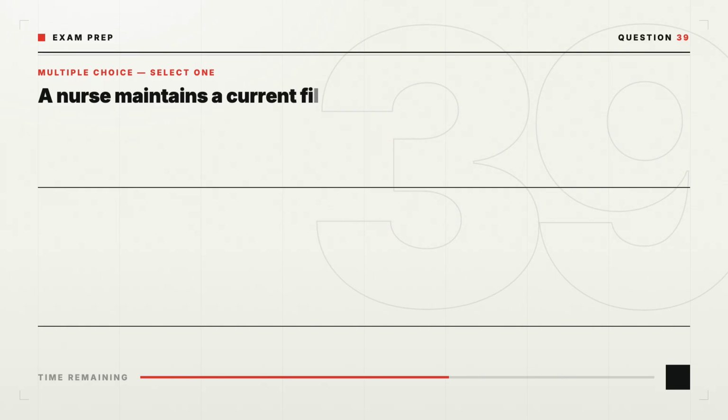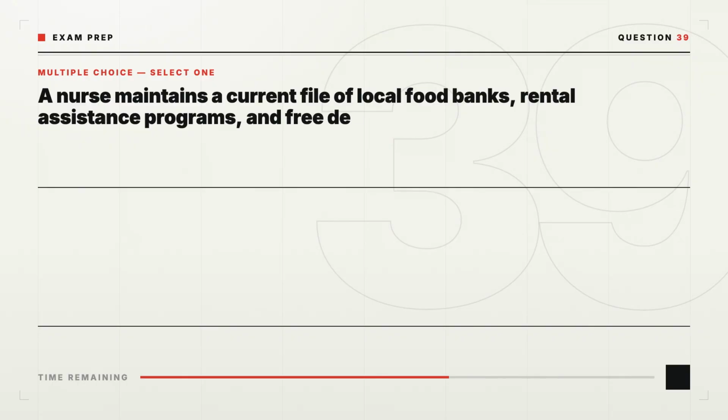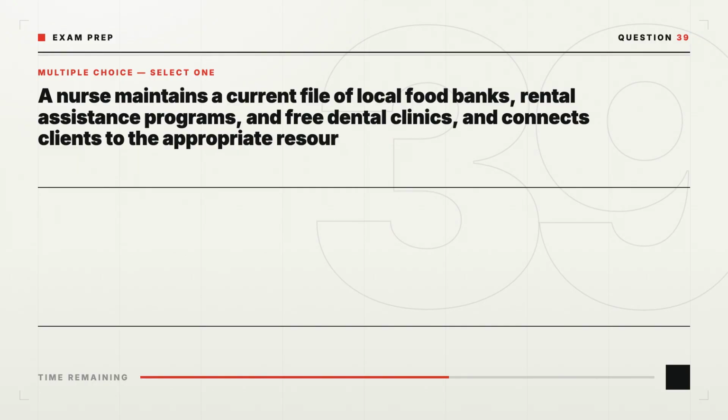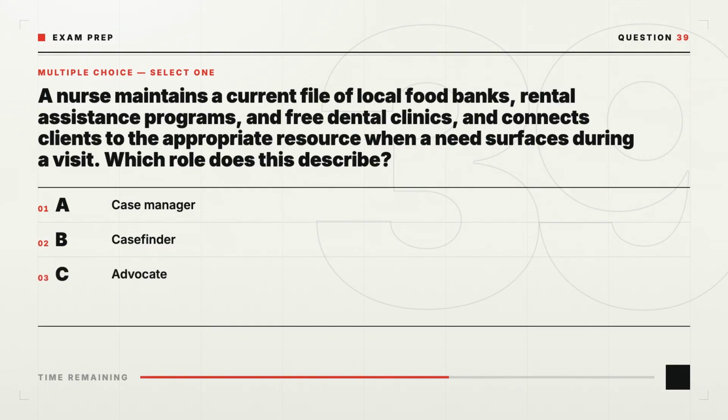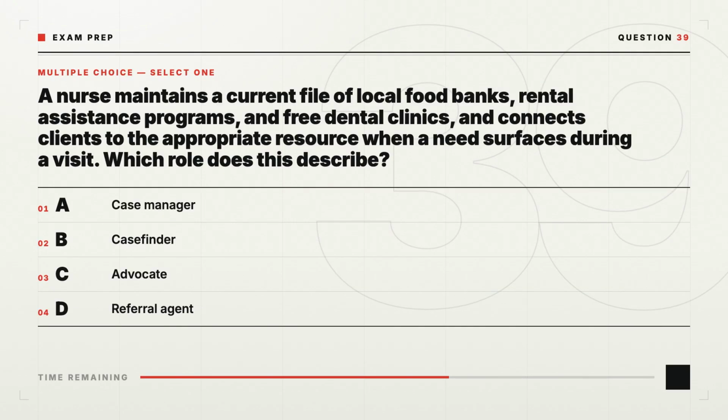Question 39. A nurse maintains a current file of local food banks, rental assistance programs, and free dental clinics, and connects clients to the appropriate resource when a need surfaces during a visit. Which role does this describe? Your options are A. Case manager, B. Case finder, C. Advocate, D. Referral agent. Don't overthink it. Which one feels right?